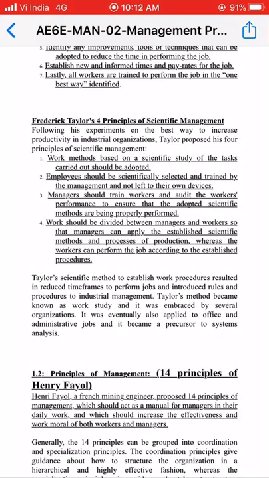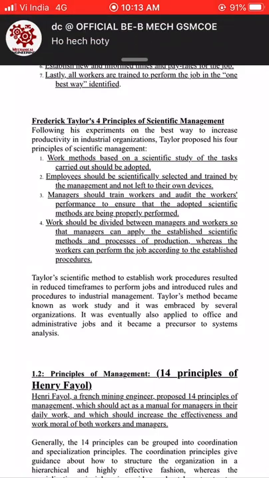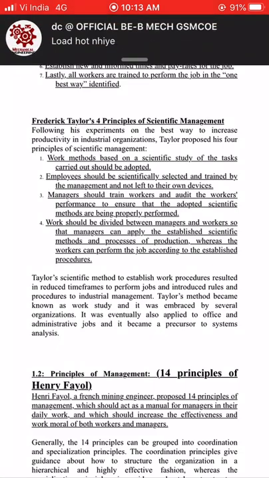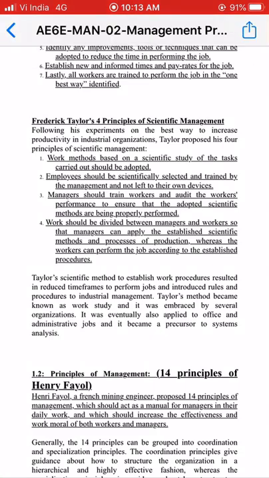The third one is what? Managers should train the workers and audit the workers' performance. The manager is the responsible person to train the workers and to check the performance of the workers or employees. And the fourth one is what? Work should be divided between managers and workers so the managers can apply the established scientific methods and processes of production. So the work should be divided between workers and managers, so that the managers can follow up on the workers and check the performance of each worker, so that the productivity of the organization will increase.